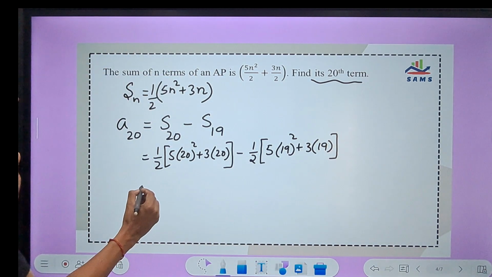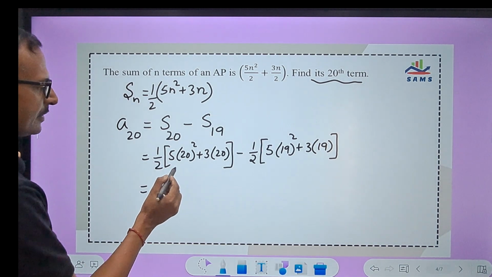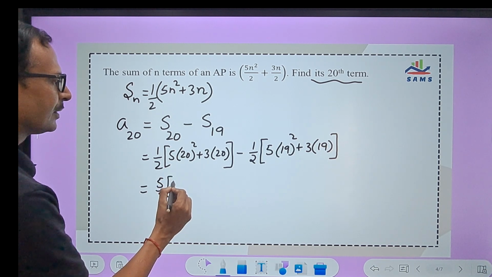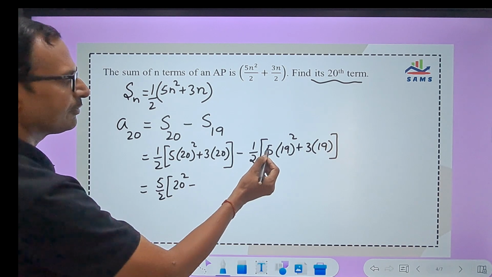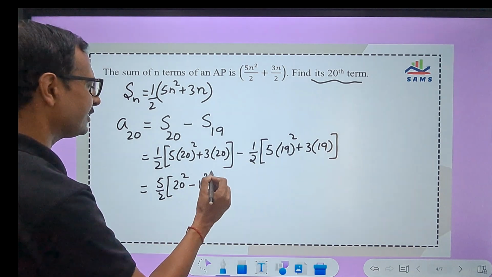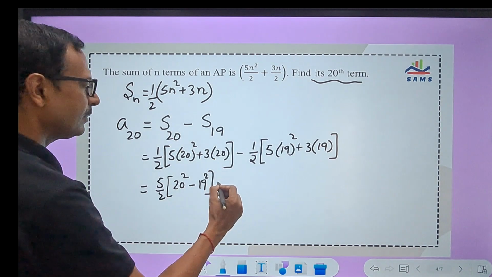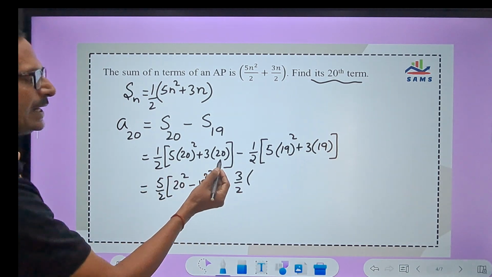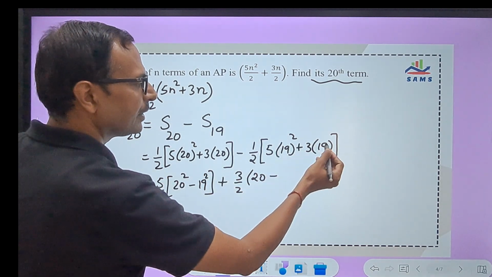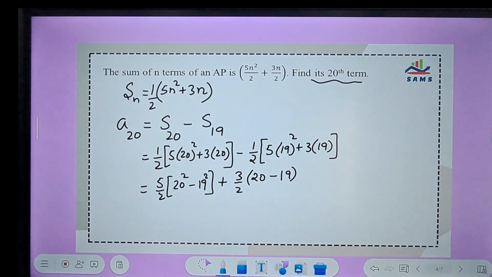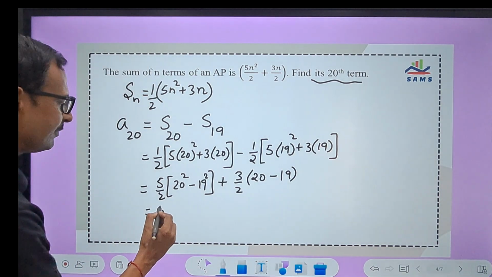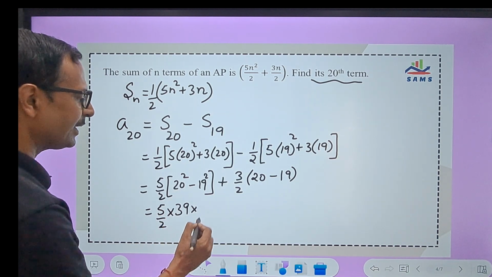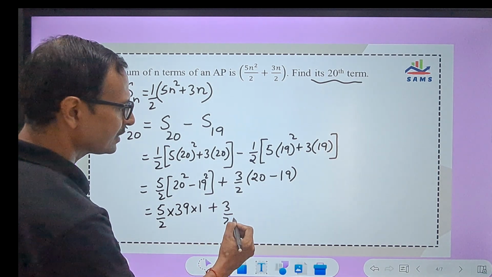So to solve this, let's see the first terms here. 5 by 2 times 20 square minus 5 by 2 times 19 square. So I have taken the 5 by 2 common, and then second term plus 3 by 2 times, we have 20 here minus 19 here. See, the calculation becomes so easy. And so 5 by 2 times a square minus b square is a plus b times a minus b, and 3 by 2 times 1.